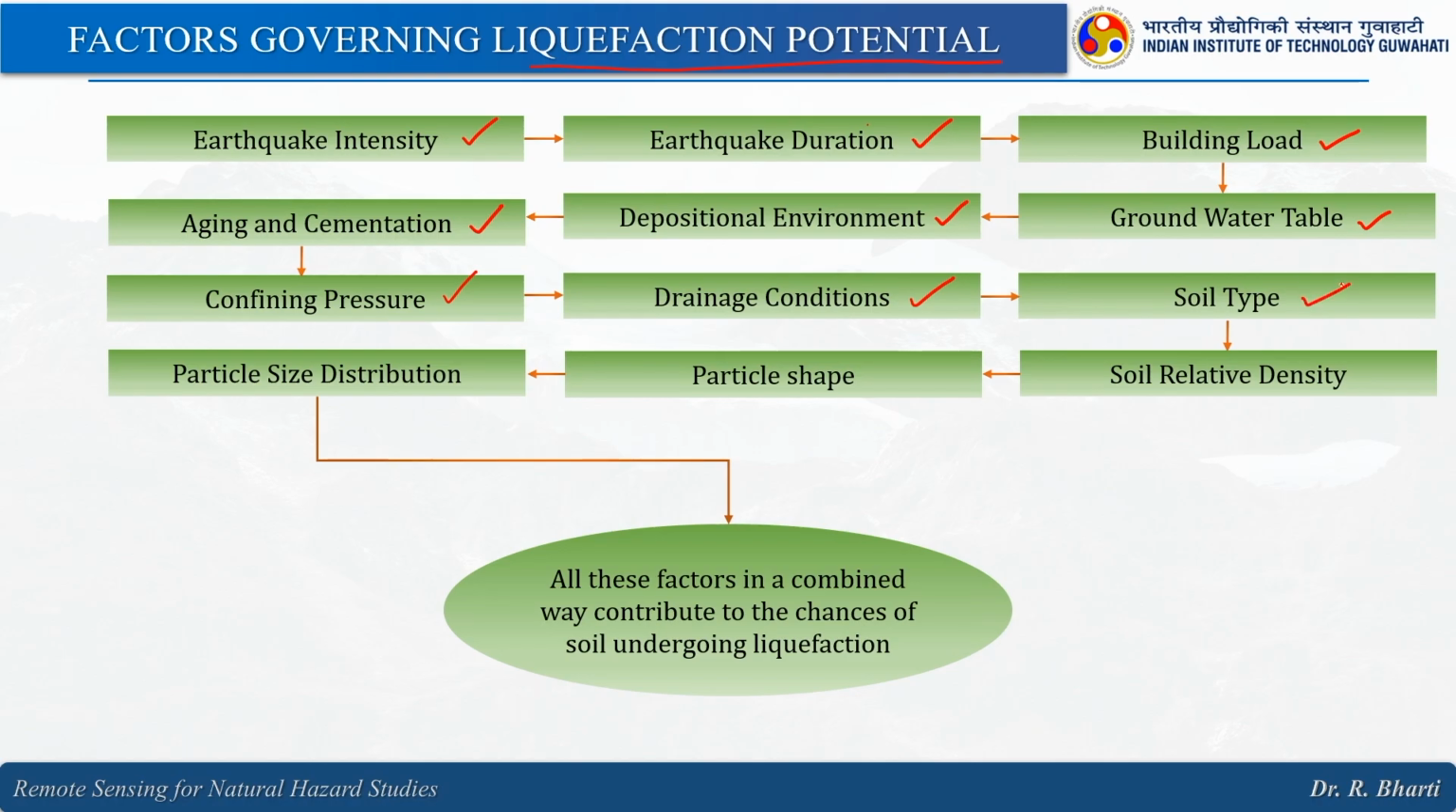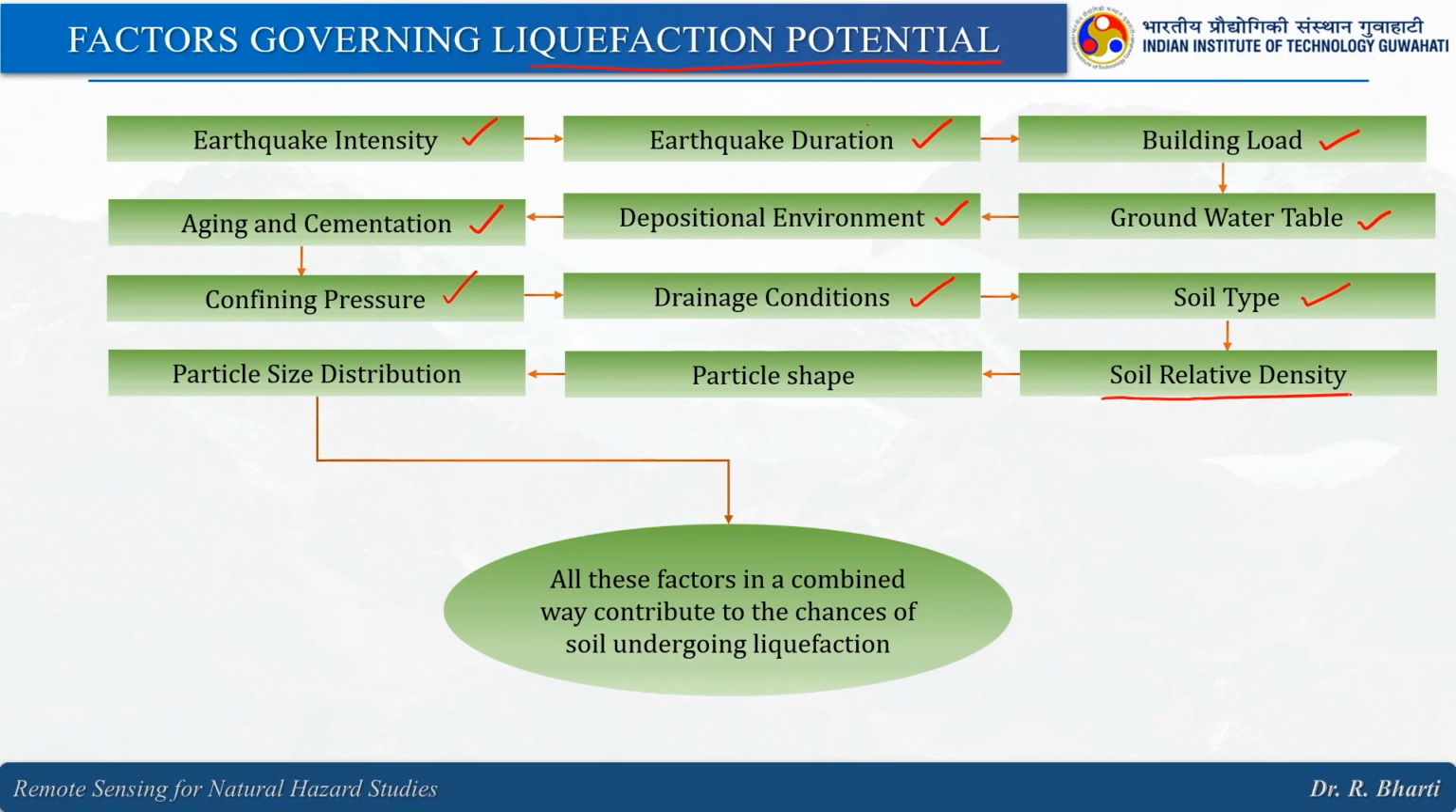Then you have soil type, because different types of soil have different behavior, they have different engineering properties. So, they will have different shear strength. Then soil relative density, particle shape, because particle shape also influences the shear strength. Then particle size distribution. All these factors in a combined way contribute to the chances of soil undergoing liquefaction. So, this is how we analyze the liquefaction potential of a particular soil column.